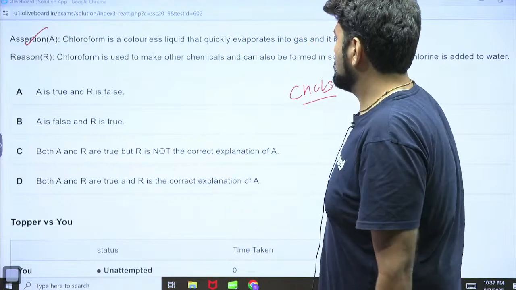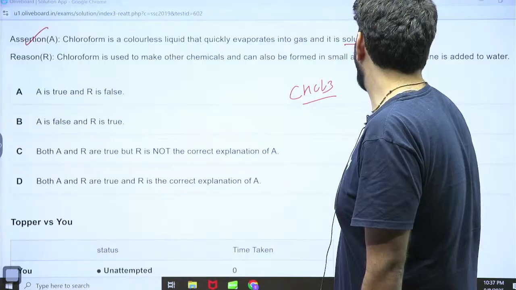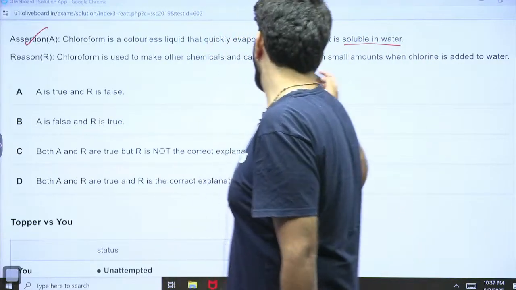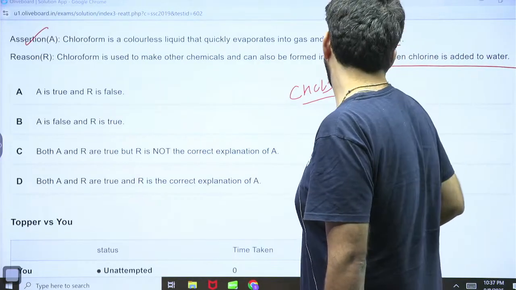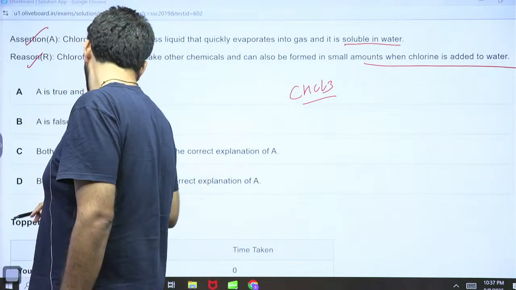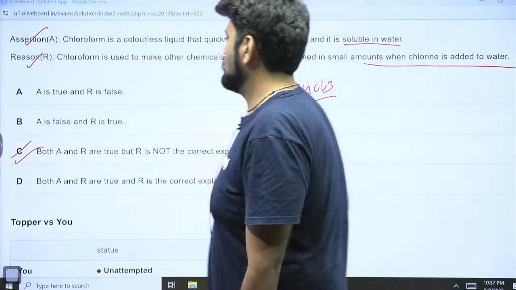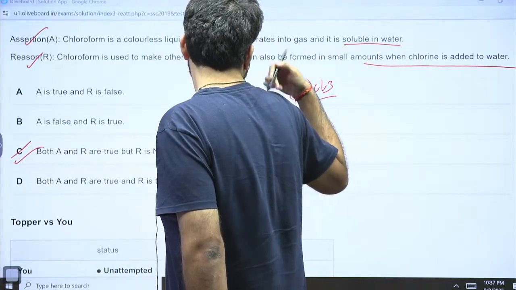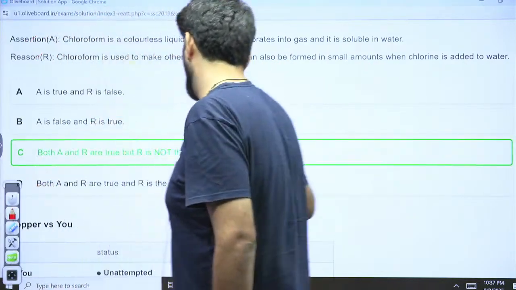Chloroform is used to make other chemicals, yes, and can be formed in small amounts when chlorine is added to water. Never heard of it, but maybe in trace amounts it can be formed. Cl2 plus H2O. It's okay. But is the reason a correct explanation of A? I don't think so. Both A and R may be true, but R is not the correct explanation for A, for sure. I think R should be false, because when chlorine is added to water, can we form chloroform? Saying in trace amounts maybe. Yeah, C is only right.